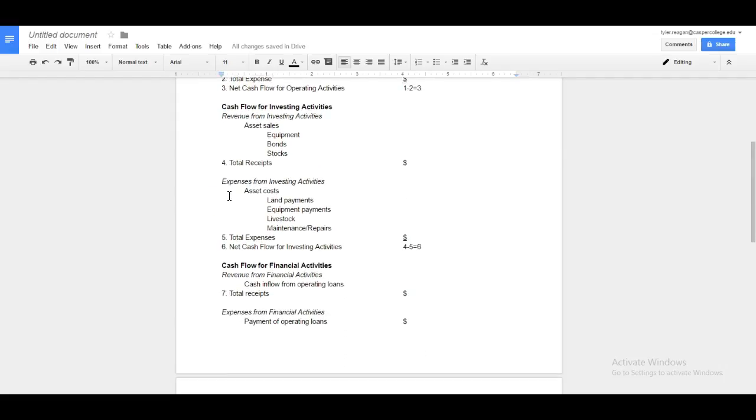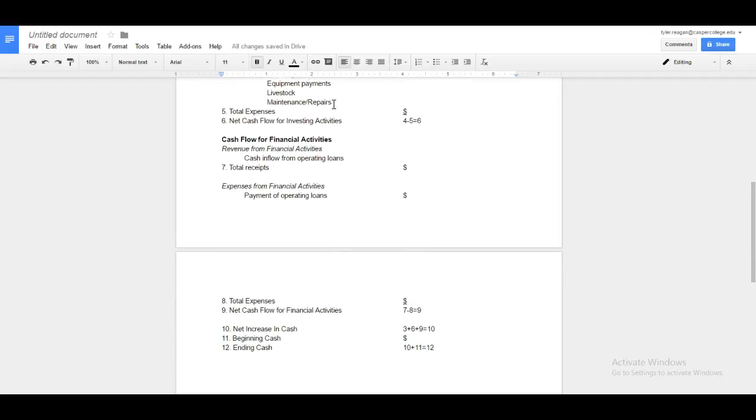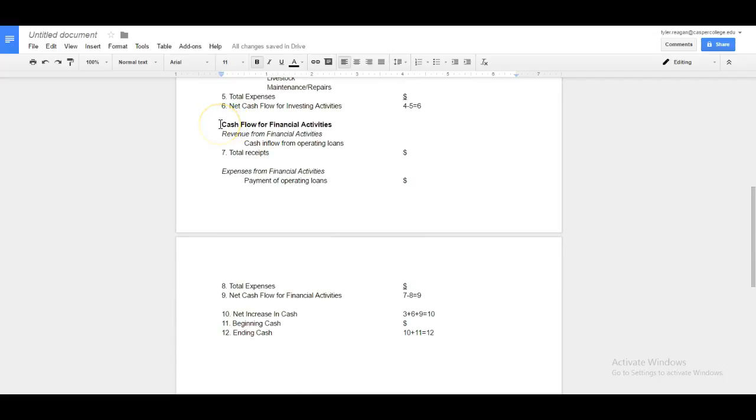The next main section is cash flow from investing activities. These deal along the lines of, did you receive any money off of assets in this business? Or what were your expenses on assets for this particular business? The last and final main section is cash flow from financing activities. This deals a lot with, did you have to take out an operating loan? What about the payment of the operating loan in the final years?